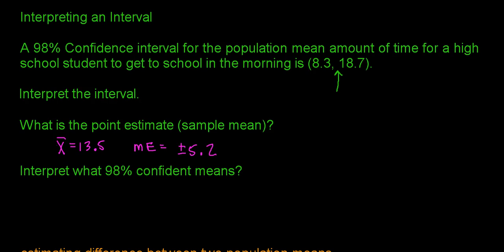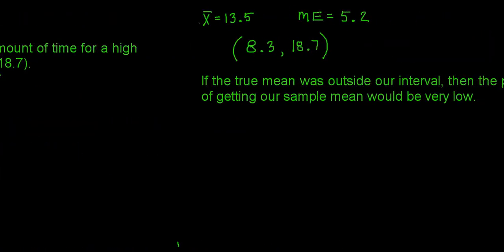So it's not about a probability. Again, the truth is either in my interval or it's not. But I'm 98% confident that it's in my interval because I know that 98% of intervals, just like mine, will contain the truth. All right, let's look at this example.